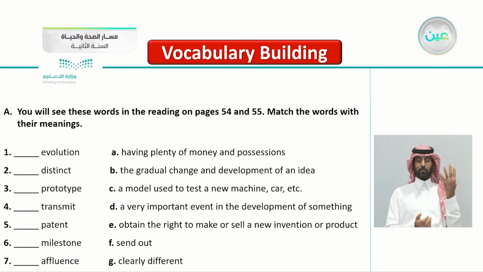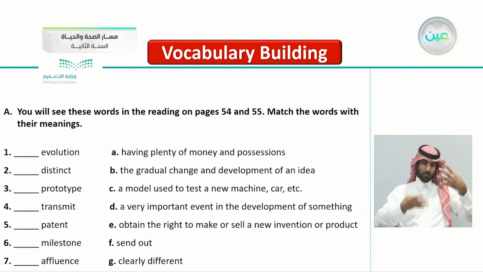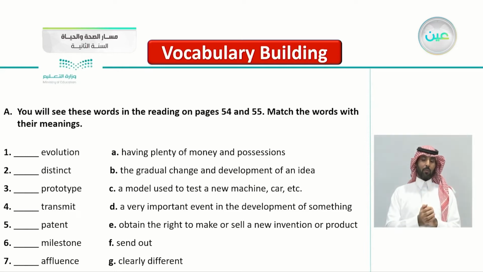Match the words with their meaning. So we have 7 words here and 7 definitions here for the words. We'll have to match them with their meanings. Let's read the words first. We have evolution, distinct, a prototype, transmit, patent, milestone, and affluence.